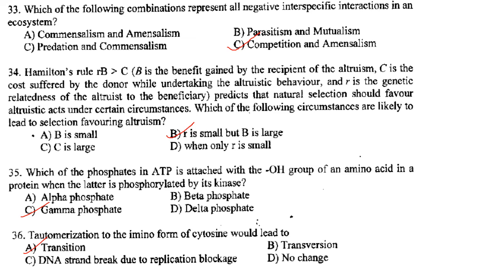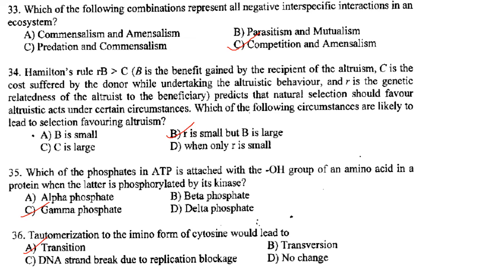So the genetic relatedness of the altruist, that is the female lion, to the beneficiary, the starving cub of the sister. And B is the benefit gained by the recipient of altruism. She is gaining benefit by sharing her genes with the starving cub of her sister. So that is 1. So benefit gained by the recipient of altruism is 1, and C is the cost suffered by the donor. It is one quarter, 0.25, suffered by the donor while undertaking the altruistic behavior.